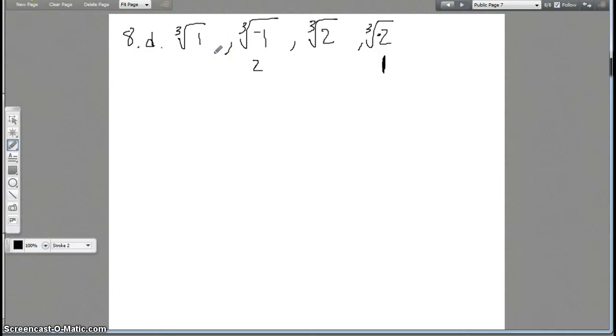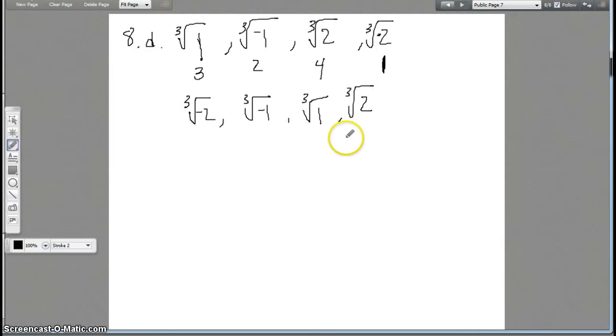The cube root of 1 is 1, and then the cube root of 2 is about 1.26. So to write these out in numerical order, from smallest to largest, we would write the cube root of -2, the cube root of -1, the cube root of +1, and then the cube root of +2.